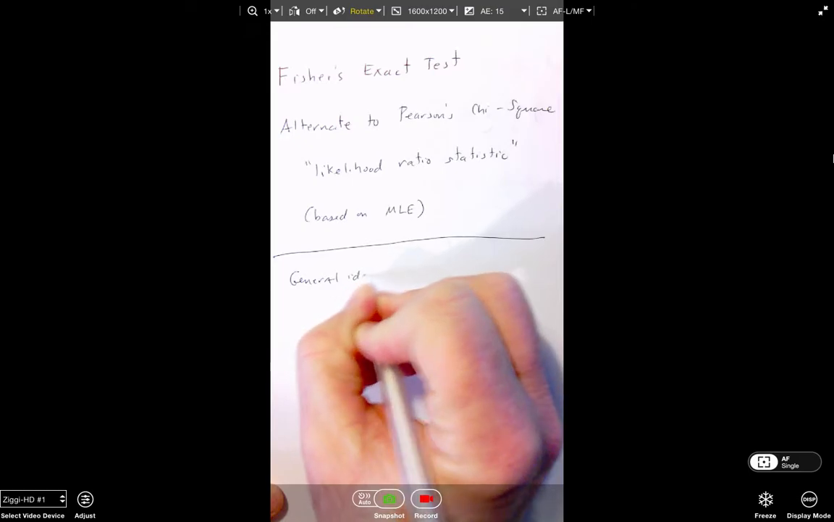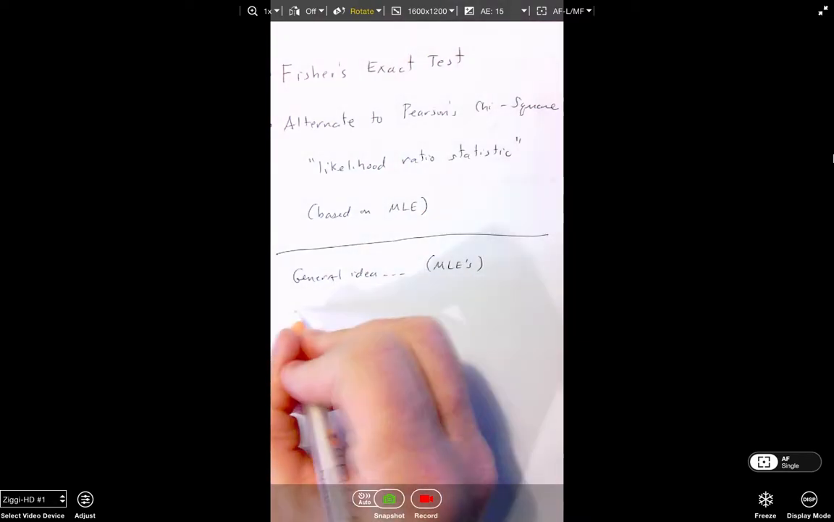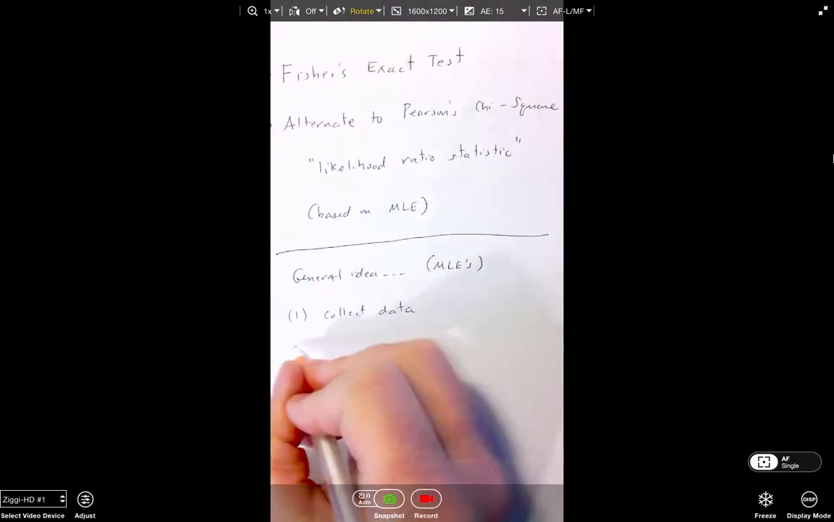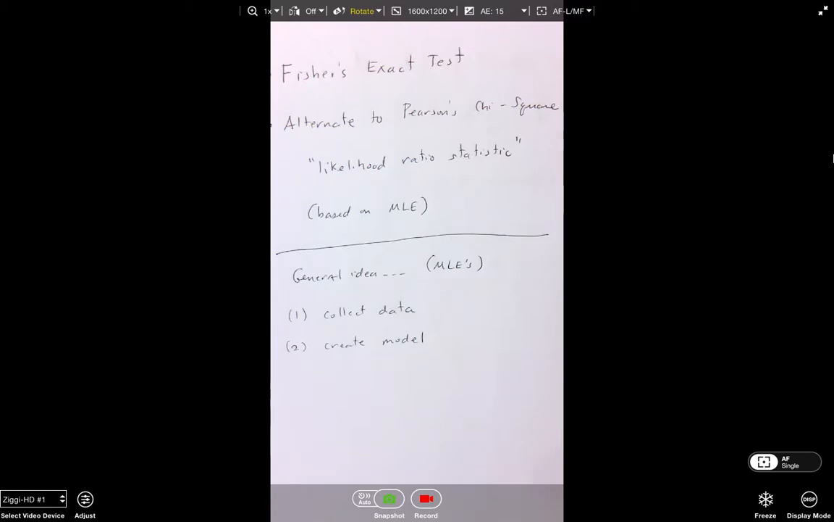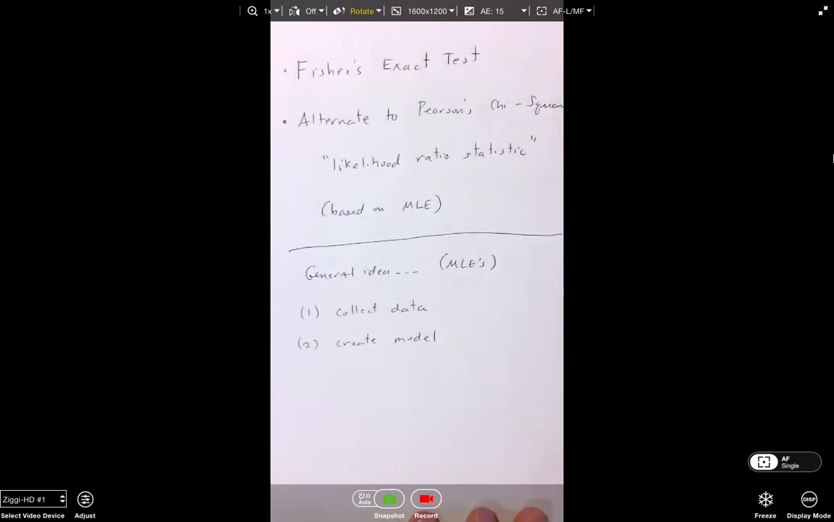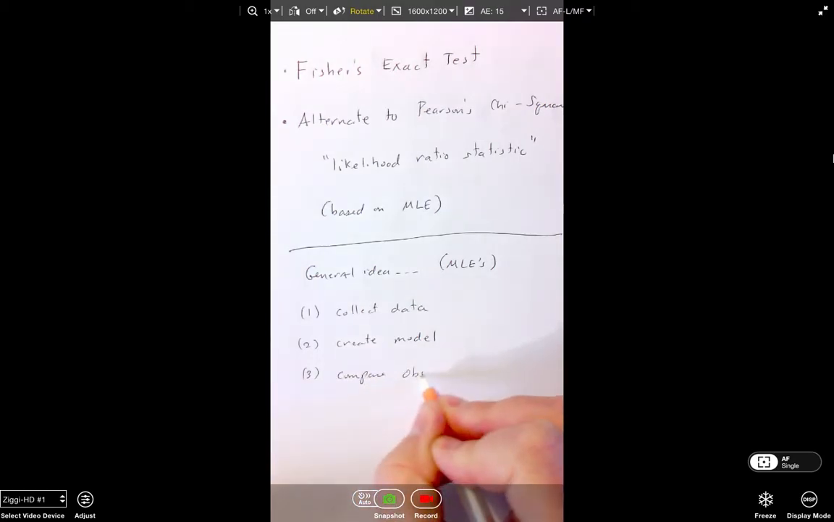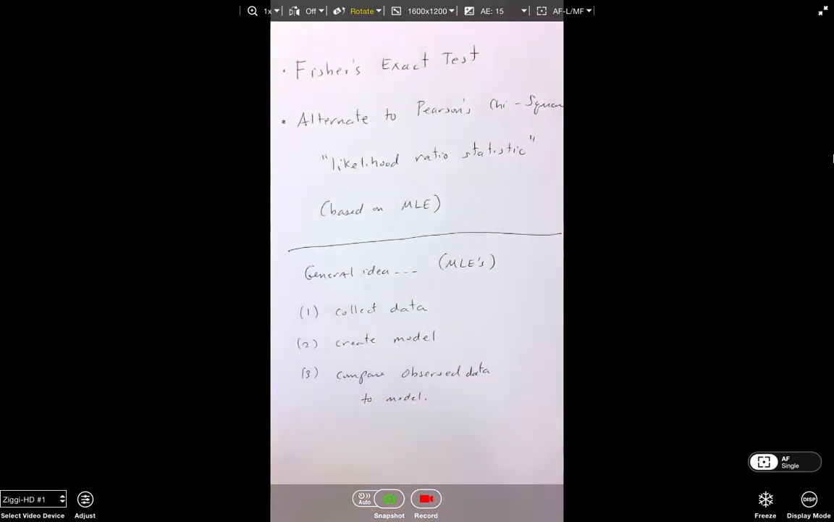So again, I wasn't going to write that down, but I think after I went through it, it's probably a good idea. So the general idea of MLEs in general: first thing, collect your data. So the data comes first. The second thing is create a model, the model for which the probability of obtaining that data is maximized. And we saw how we could use calculus to come up with that. And the last part is compare the observed data to the model under the null hypothesis.